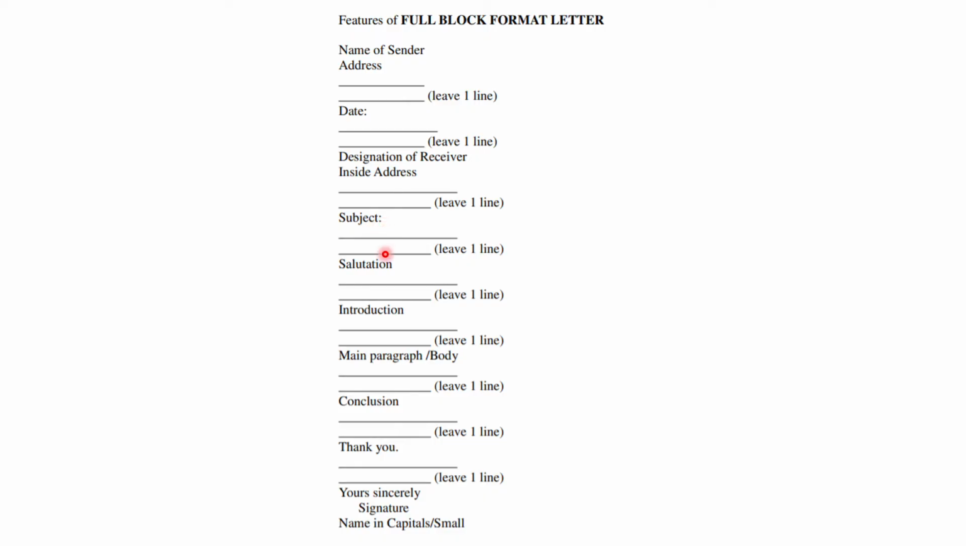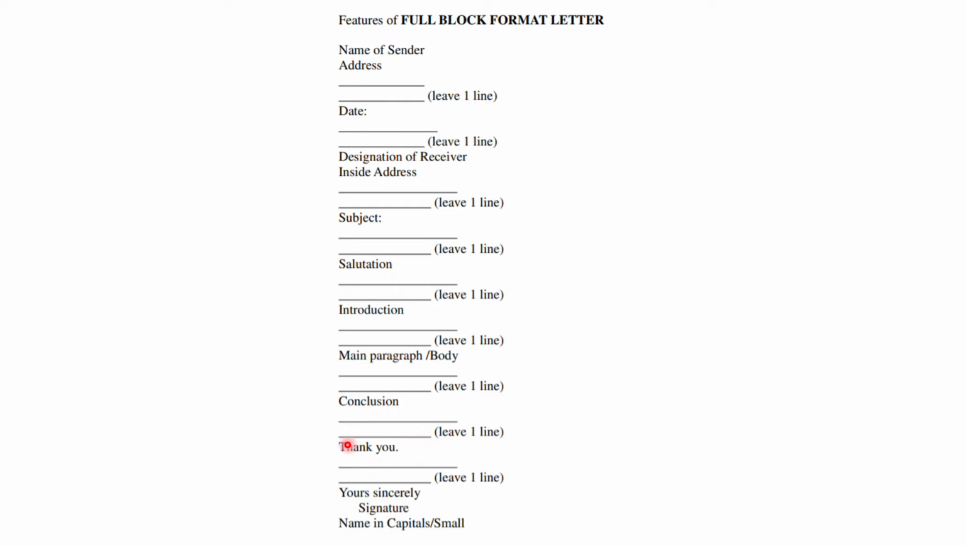Then you will leave a line. You will salute your reader. Okay, you will greet your reader with either sir or ma'am. Okay, or madam, and then you can leave a line. Then you have your 3 paragraphs of the letter: introduction, the main paragraph, and the conclusion. You will leave a line in between each. We do not want the finger spacing now. Okay, after the conclusion, you leave a line.